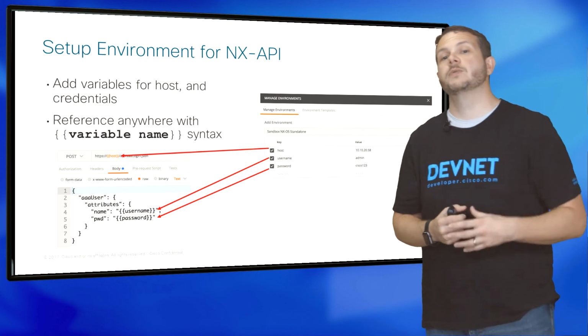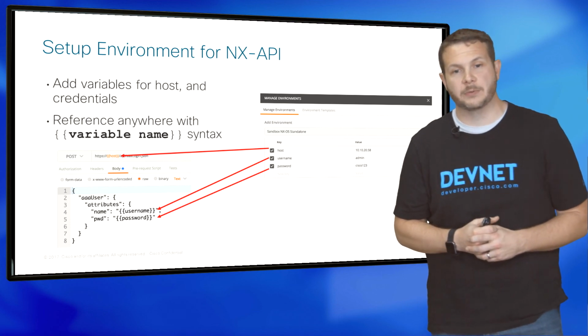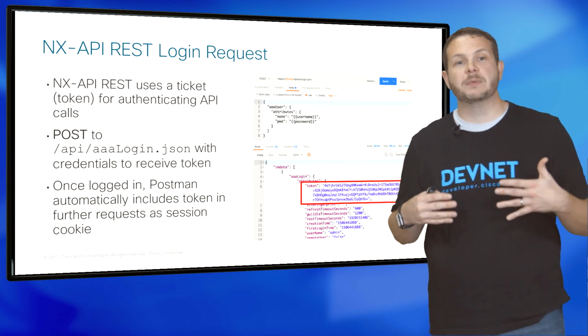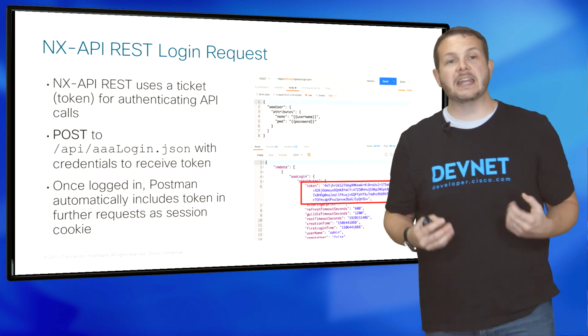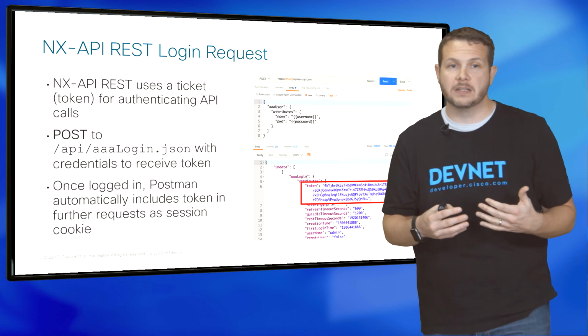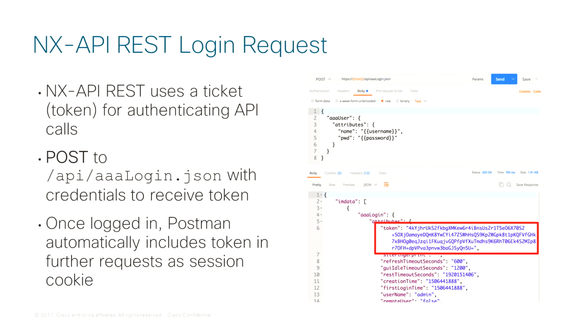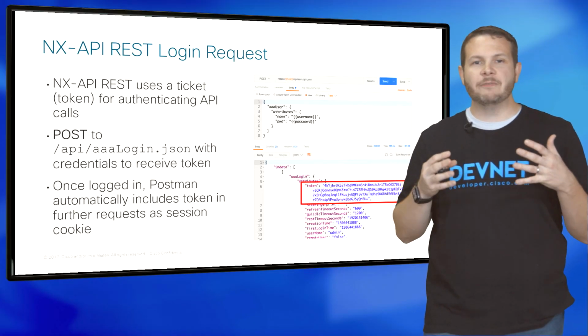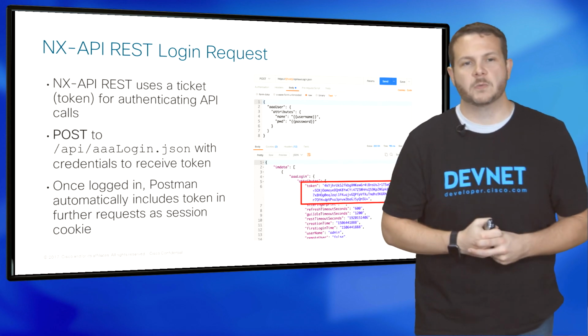This is the same host we used in the NX API CLI examples. With that in place, we can make our first request, which has to be a login request. NX API REST uses a different mechanism, though it's very similar to how we saw with NX API CLI. We'll make a POST. Our initial request will be a POST to /api/aaaLogin.json. The body of that POST will be the information including our username and password.